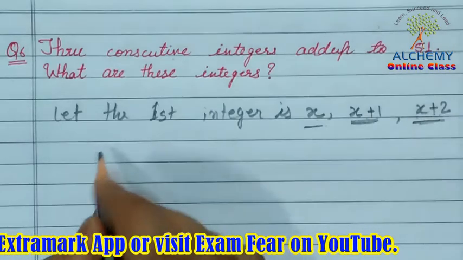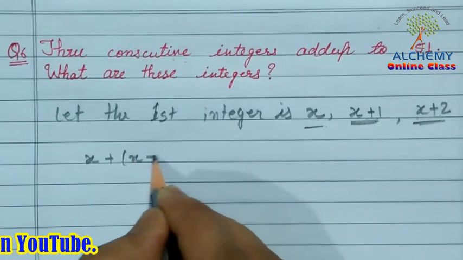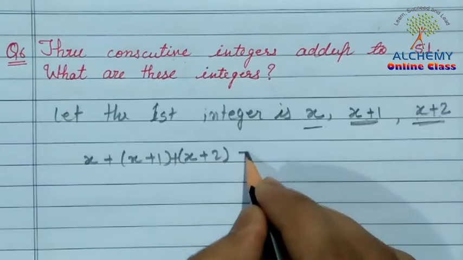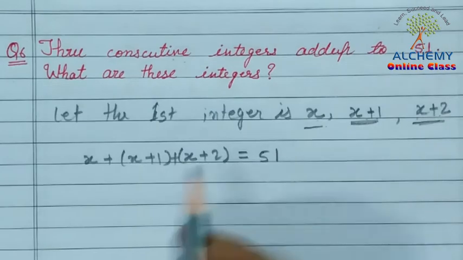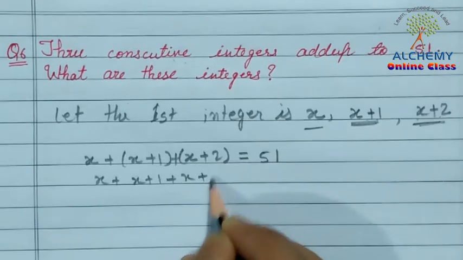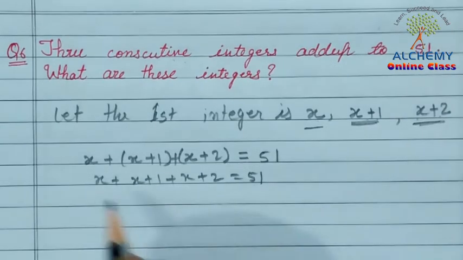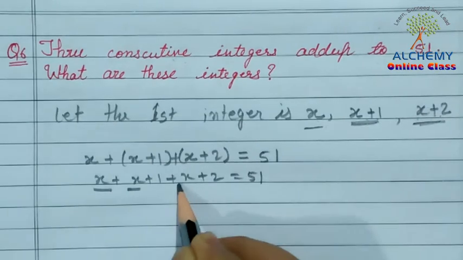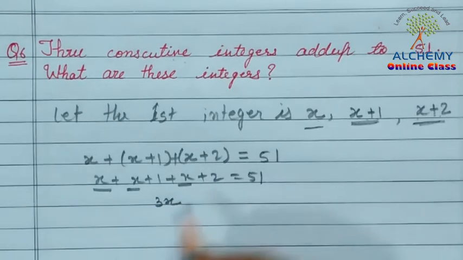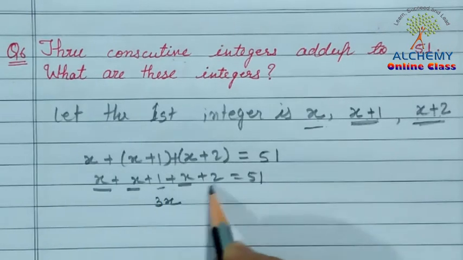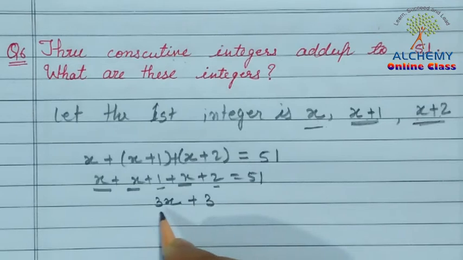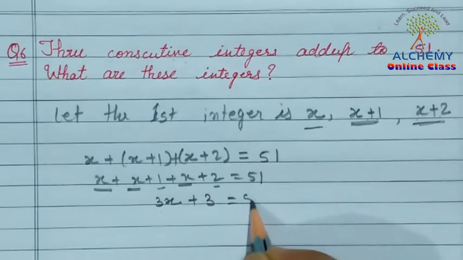So let's add them. x plus (x plus 1) plus (x plus 2), and the result we are getting here is 51. When we open the brackets, we get x plus 1 plus x plus 2 is equal to 51. So here we have 1x, 2x, 3x. These will be added and we get 3x. We have two numbers here, 1 and 2. When we add these two numbers, we get the result 3. So we have 3x plus 3 is equal to 51.